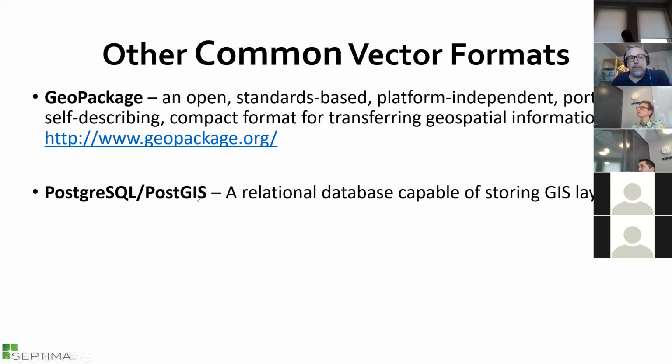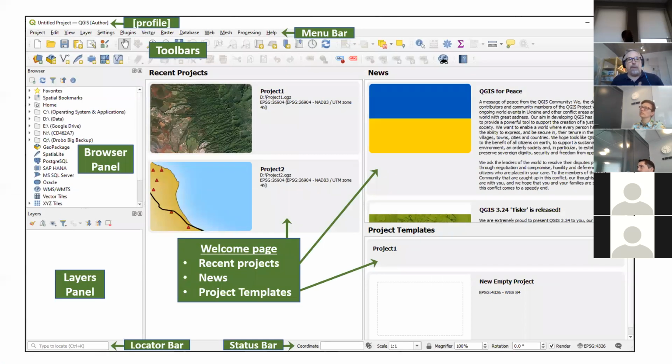And then there's PostgreSQL PostGIS. This is a relational database that you can store your GIS layers in, and it's extremely powerful and very fast at serving large GIS layers. So that's a brief introduction to that.